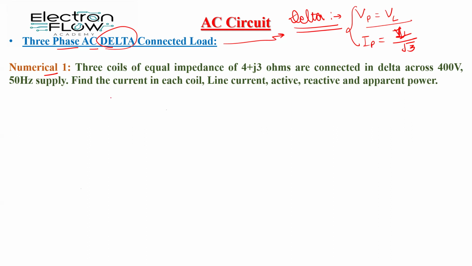The numerical problem is as follows: three coils of equal impedance of 4 plus j3 ohms are connected in delta across a 400 volt, 50 hertz supply. Find the current in each coil. Here we need to calculate each coil current, line current, and the active, reactive, and apparent power. Let's start the solution of this question.